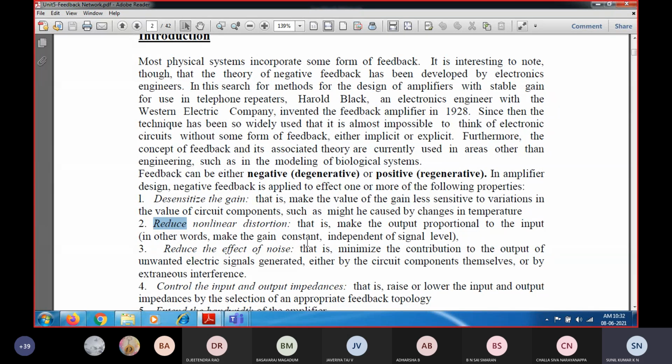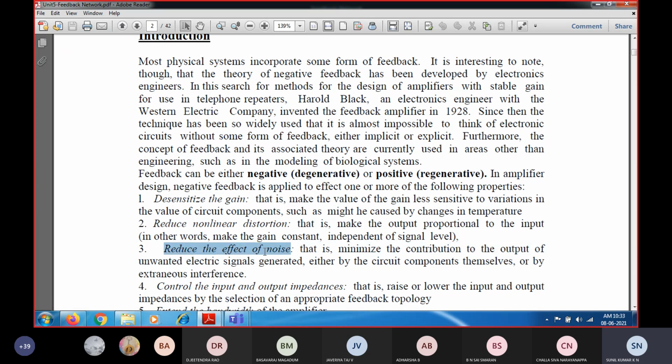So a 10 volt output for 10 milliamps means if I produce 20 milliamps of current, you should have 20 volts. That means the gain should be constant. If the gain is constant, you reduce the non-linear distortion. That is nothing but making the output proportional to that of input. So 10 volts divided by 10 milliamps, that is the resistance. The resistance must be kept constant in such a way that the output is also proportional with respect to that of input.